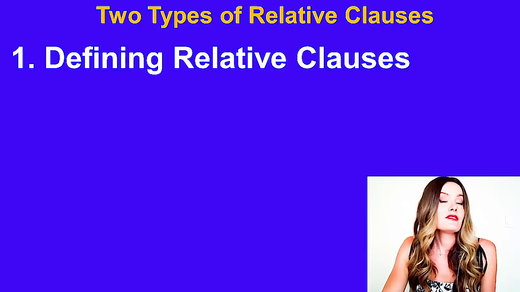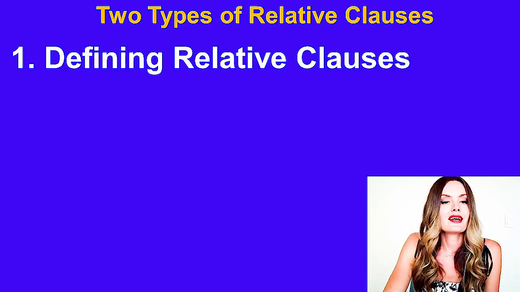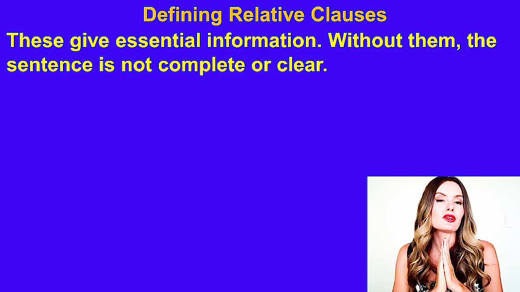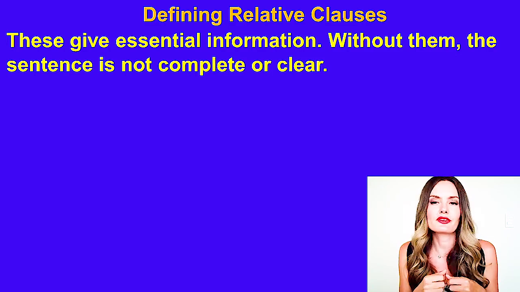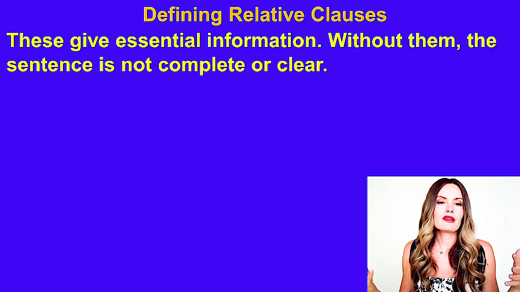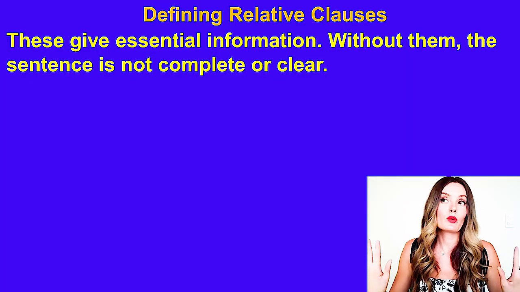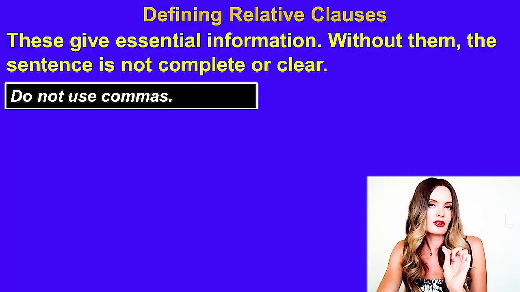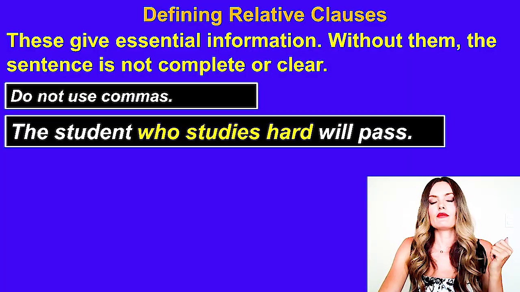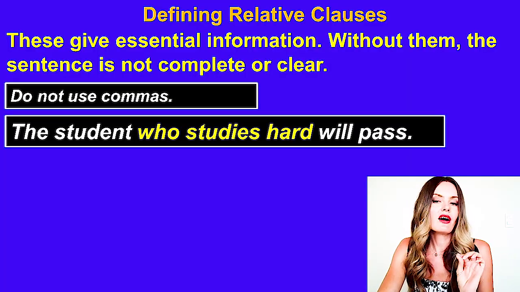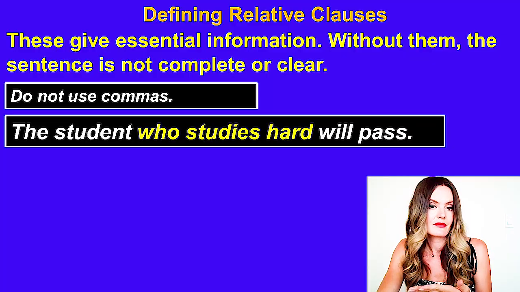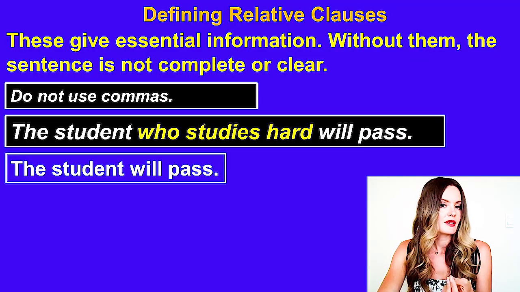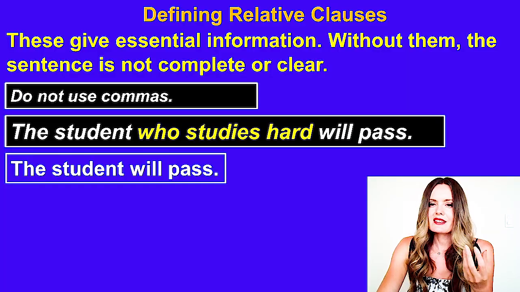These are defining relative clauses and non-defining relative clauses. Defining relative clauses give us essential information. Without them, the sentence is not complete or not clear. Do not use commas with defining clauses. For example, the student who studies hard will pass. Let's say the student will pass. It makes sense, but the sentence is not clear.